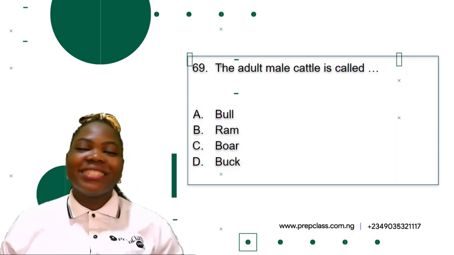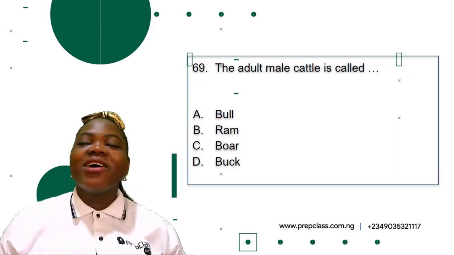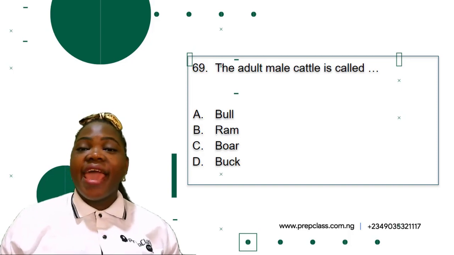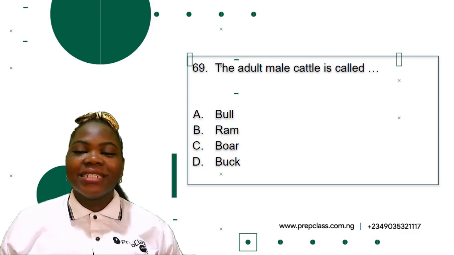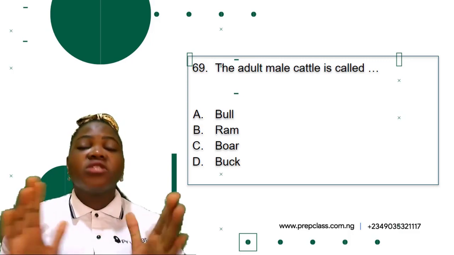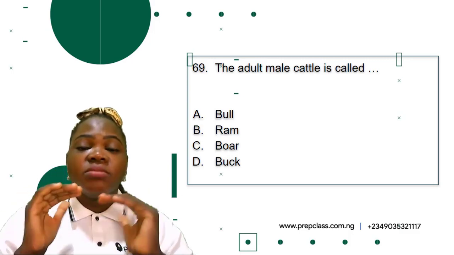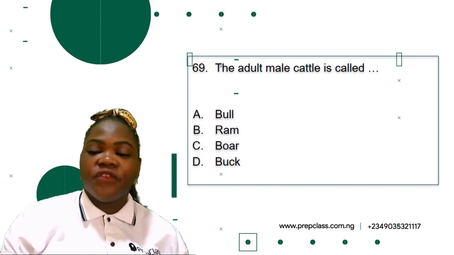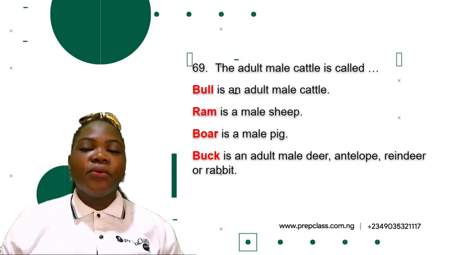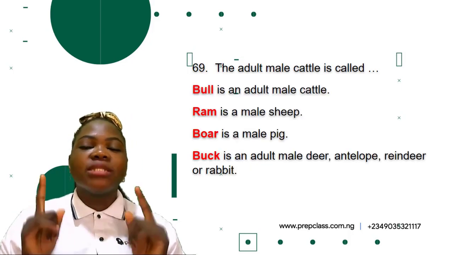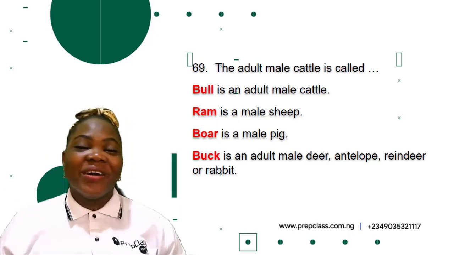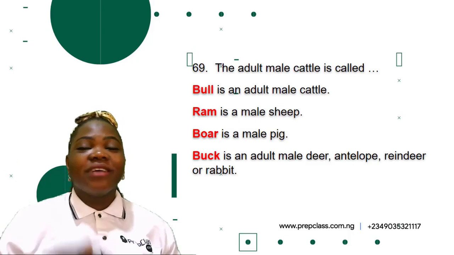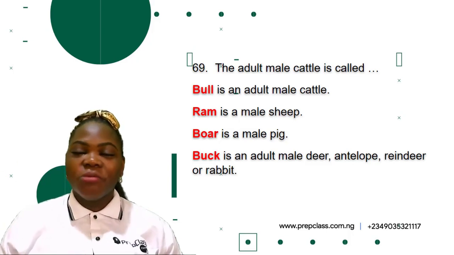Okay, so question 69 says the adult male cattle is called dash. A. Bull, B. Ram, C. Bull, D. Buck. So which of these is correct? For us to find the correct answer, we need to know the meaning of each of these options. The first option is bull. A bull is an adult male cattle. So that means that's the answer, right? But let's still find out the meaning of the other options.